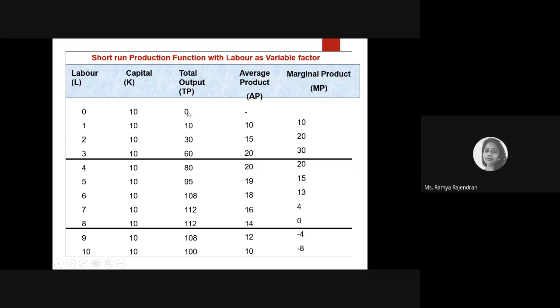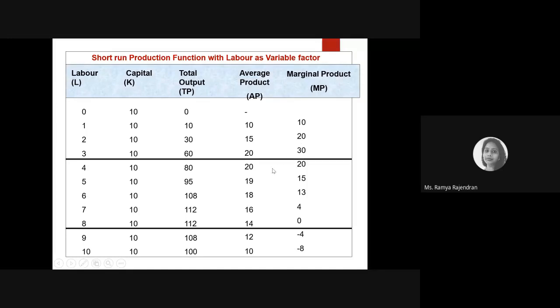So here it's 10 minus 0, it's 10. 30 minus 10, it's 20. 60 minus 30, 30. It's just the difference between two total outputs. So marginal product is increasing, but here it's decreasing. See, it's 80 minus 60, it's just 20. Only 20 more products are made when I employ 4 people, whereas when I employ 3 people, 30 more products are made.